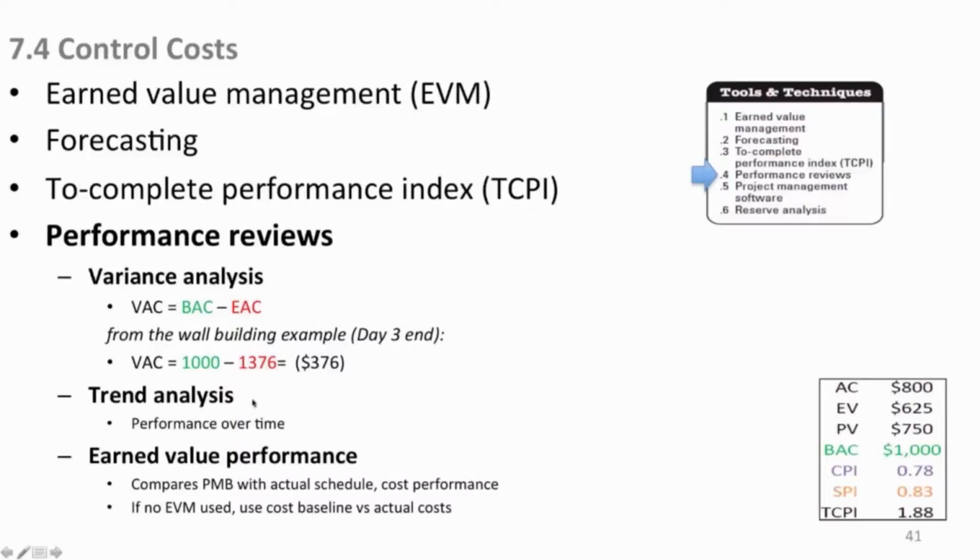Trend analysis, that's performance over time, which is the kind of thing we all looked at here. You can plot all this stuff. And with earned value performance, here's where you can compare the performance measurement baseline, your approved cost baseline, with the actual schedule and your cost performance. If you don't use earned value management, which is what most people do who don't care to use it or don't even know what it is, they say your cost baseline, $1,000, minus the actual cost, $800, is $200 earned performance at that point.